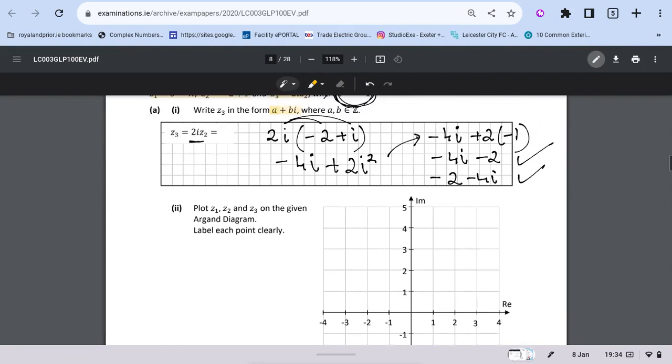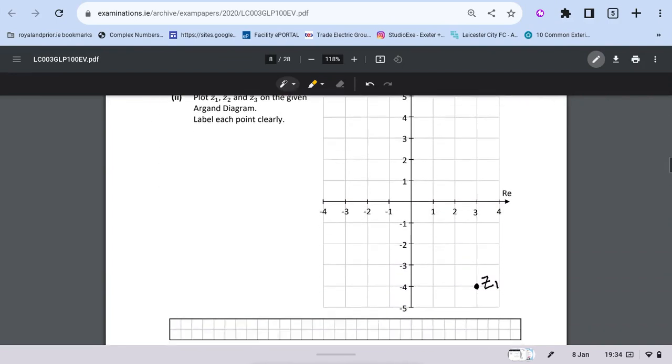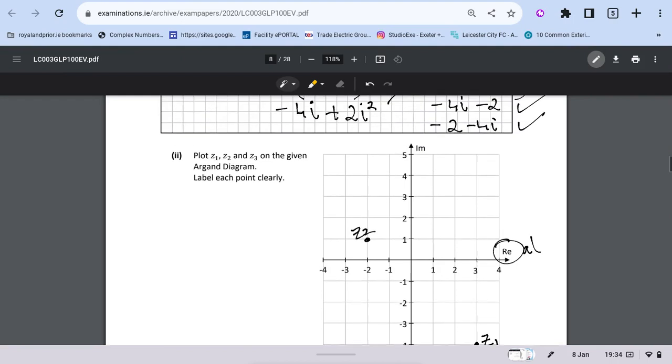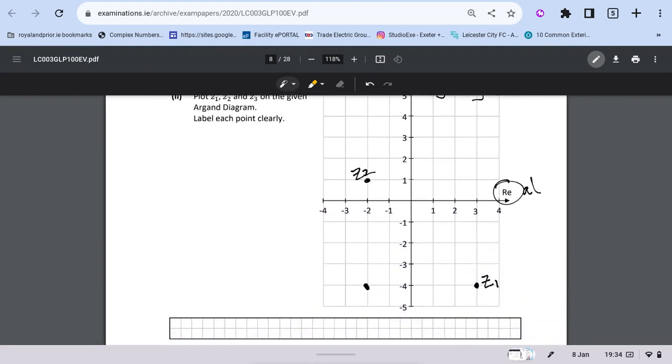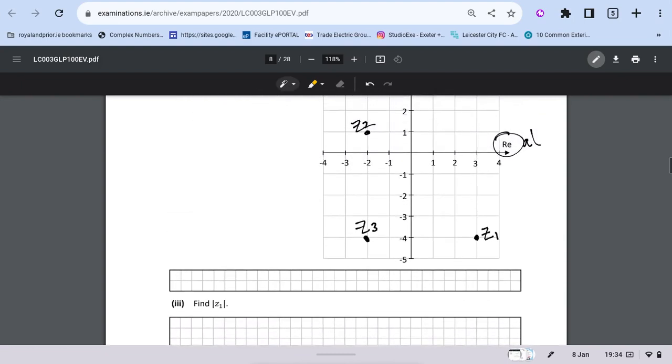Next thing, we've got to plot each of these. So Z1 is 3 minus 4i. And label it. Z2 is minus 2 plus i. So minus 2 across, i up. So remember, it does tell you there's my real numbers there. Here's my imaginary numbers, the things with i's, my y-axis. And then Z3, there's minus 2 minus 4i. And label it.